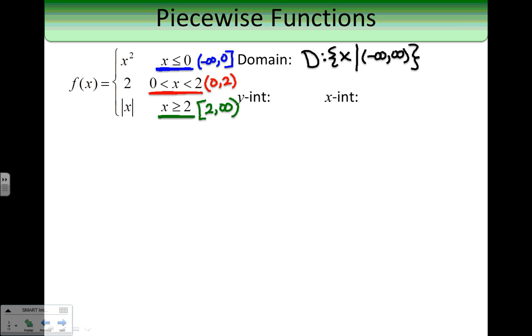The first one, when x is less than or equal to 0, is the only part of the domain that includes 0 in the x values. In the second one, 0 to 2, x can't be equal to 0. And in the third one, it's only the x values that are greater than or equal to 2, so 0 is not included. So the only one where it will work, where x is 0, is that very top function. So if you plug in 0 for x, we get y is equal to x squared is the function that we're going to use. Plug in 0 for x, so we get y is equal to 0. So our y-intercept is going to be 0, 0.